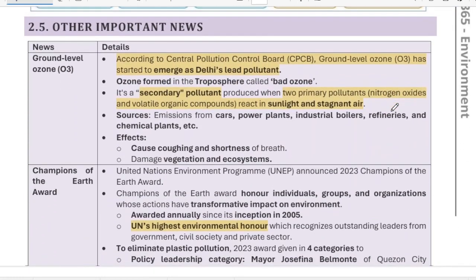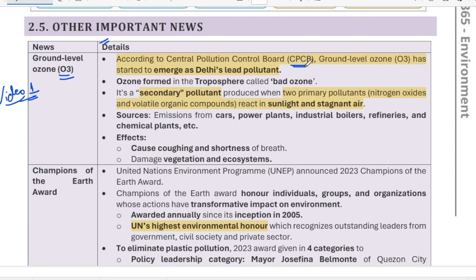Okay. Now, moving to other important news. What are the other important news? Ground level ozone, that we have already discussed in our first video on PT65. So, what is this?